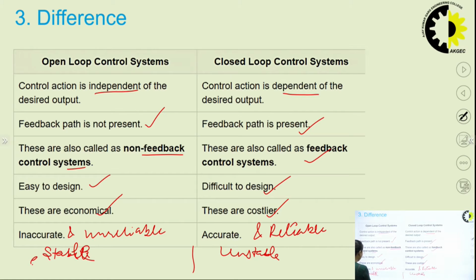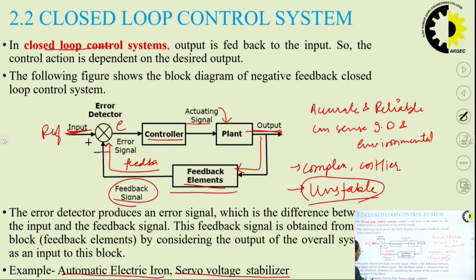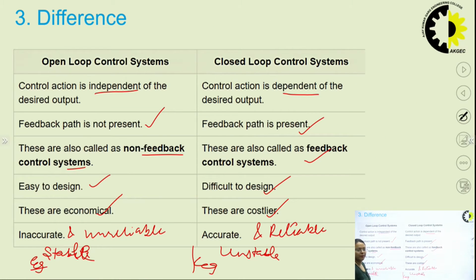Another point you can add is the example. Example here is bread toaster, right? And here is the electric iron, automatic electric iron or servo voltage stabilizer can be added here. So you can write the example, the difference between the open loop and closed loop system like this.